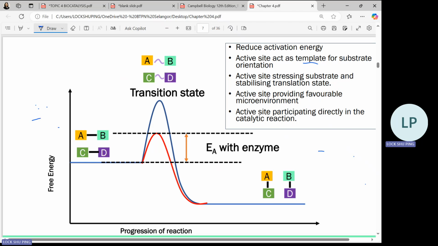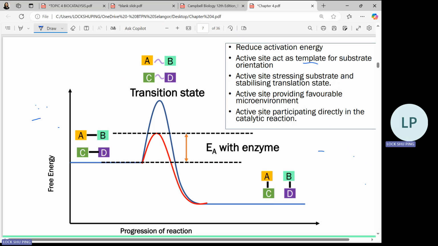Then the active site also provides a favorable microenvironment. This refers to the correct pH, the correct temperature, and the correct orientation. So that is the favorable microenvironment.